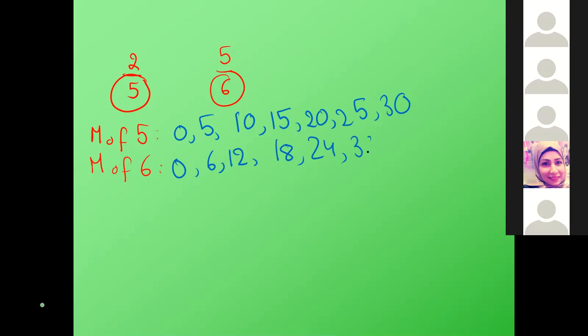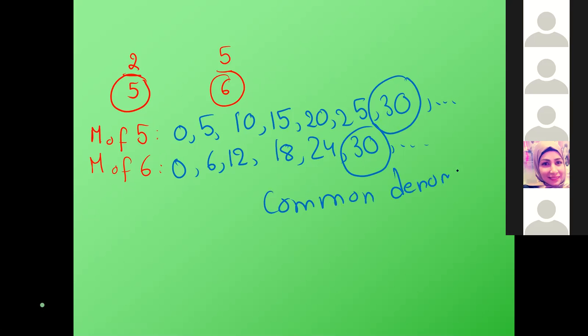Did you see the first common multiple other than 0? Yes, 30. Bravo. So we stop, no need to continue. So 30 is the common denominator. Is it clear? Yes. Okay, so 30 is the common denominator.